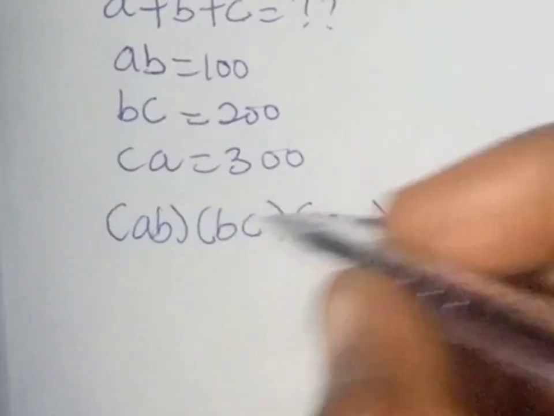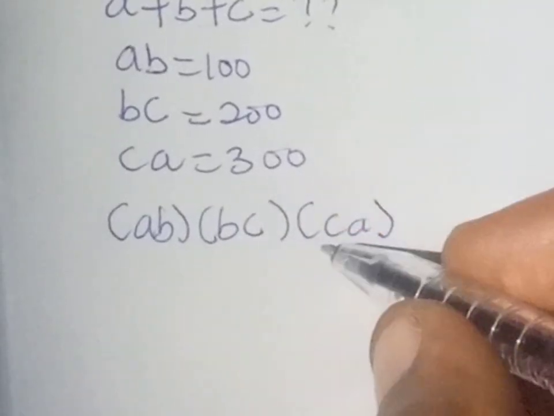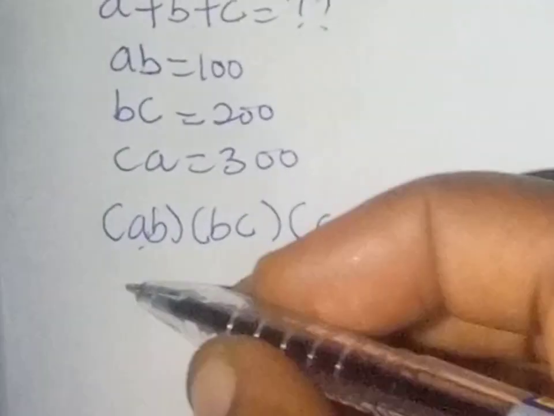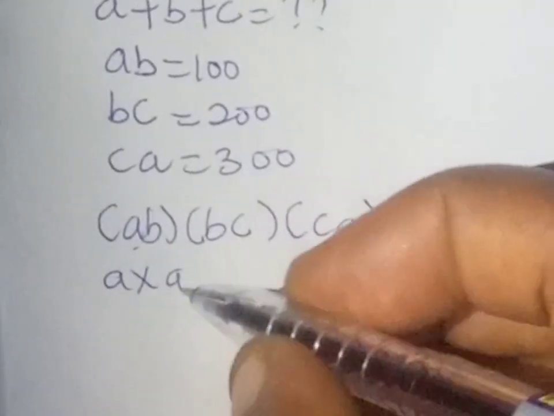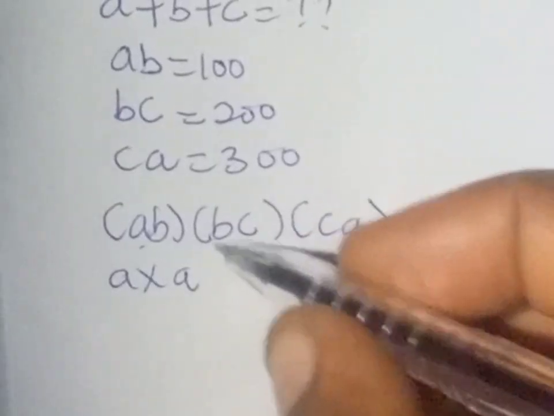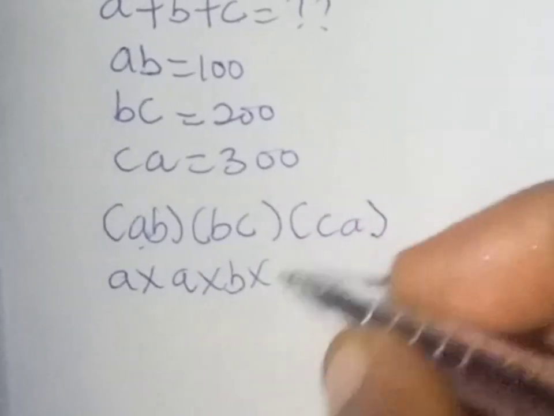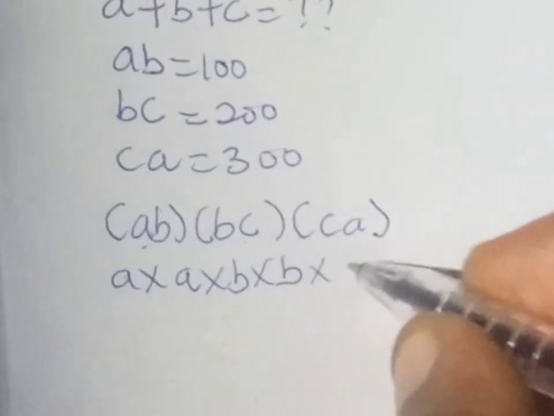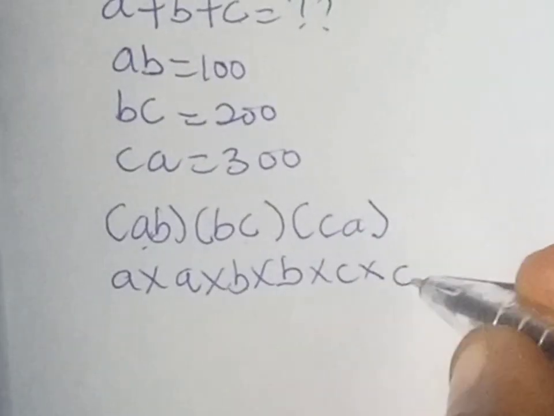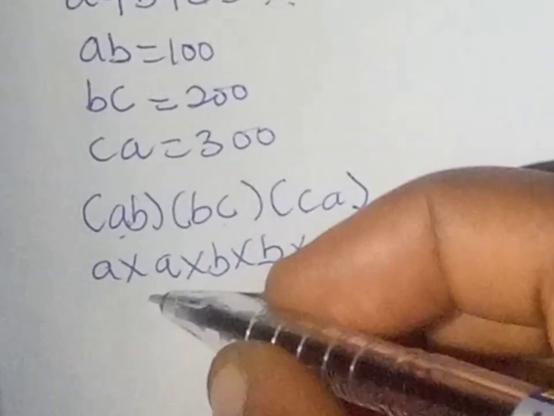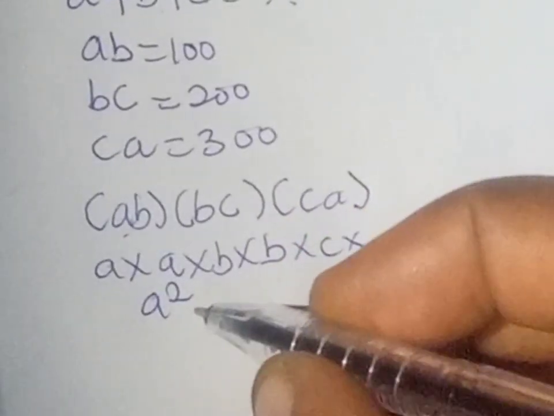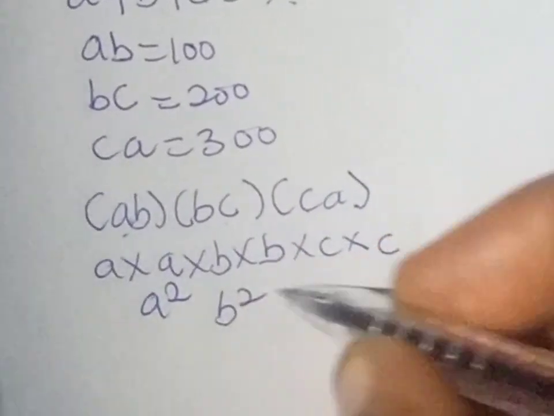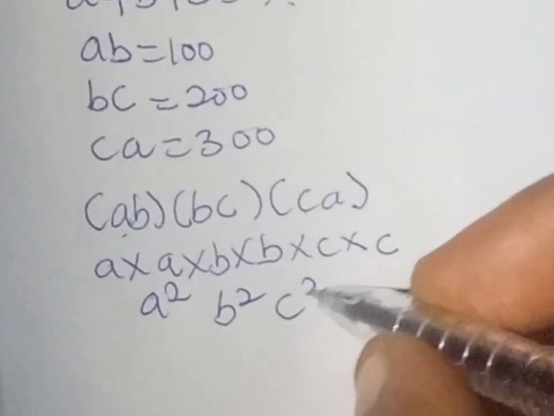Now let's rearrange the letters. How many A's do we have? 1, 2. A times A. How many B? 1, 2. B times B. And how many C? 1, 2. C times C, which becomes A squared times B squared times C squared.